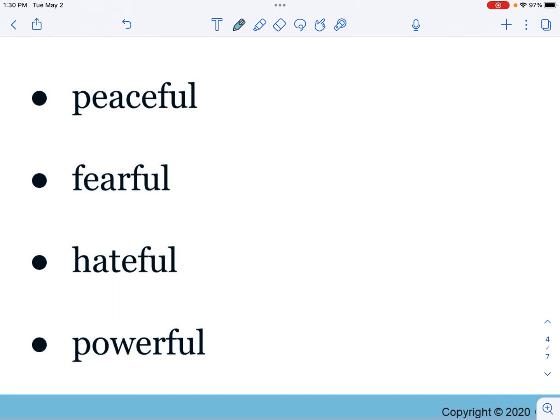Let's look at our first word, peaceful. Full is our suffix. We circle it, underline peace. Then next to it, we're going to write what it means. Peaceful means full of peace.